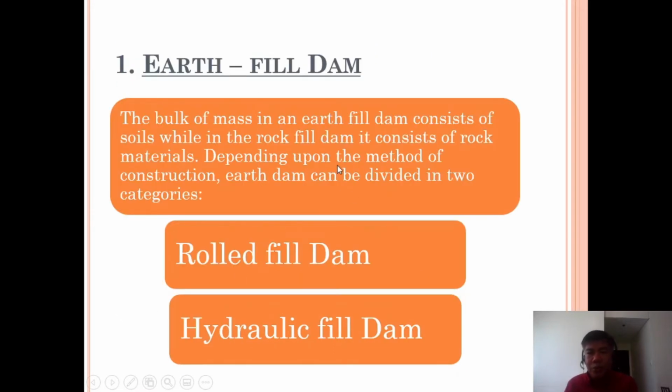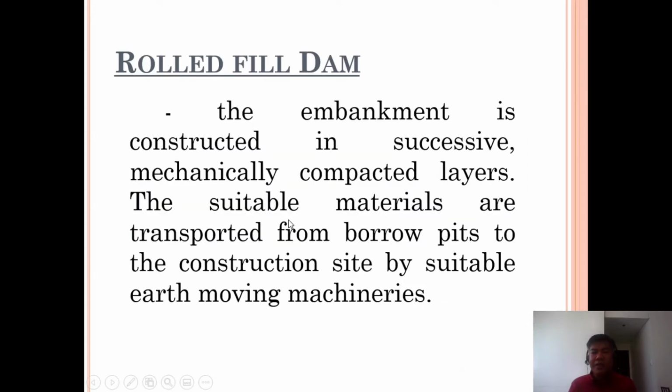So let's try to discuss what an earth-fill dam is. The bulk of the mass in an earth-fill dam consists of soil. The comparison to explain the earth fill is the rock fill dam, which consists of rock materials. It depends on the method of construction, either rolled fill or hydraulic fill. Of course, that's not part of the analysis, because it is part of the method of construction later. In the simulation, it doesn't require an input whether it is a rolled fill or a hydraulic fill dam. But let us define what a rolled fill dam is.